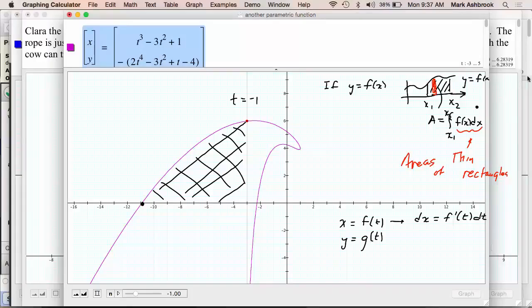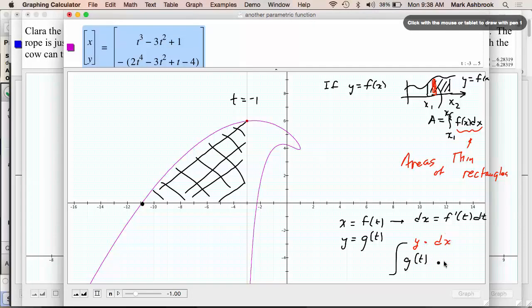So we've got what we need. We're going to rewrite this now in terms of t. What is f of x? F of x was y, so we still want y. What is y? G of t. So we're still doing y dx, just like we did when we did rectangular coordinates. Y dx. So y is now g of t, and what is dx? F prime of t dt.